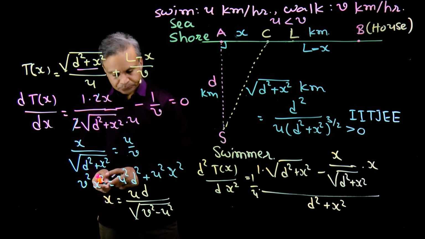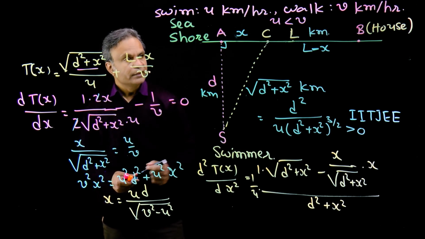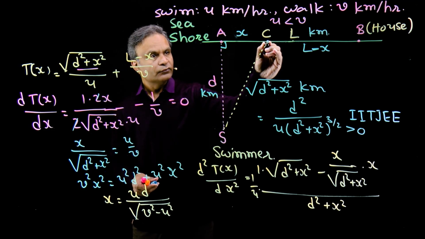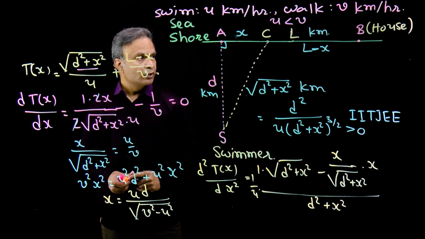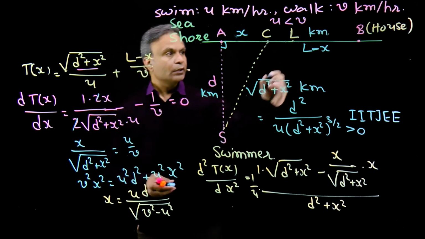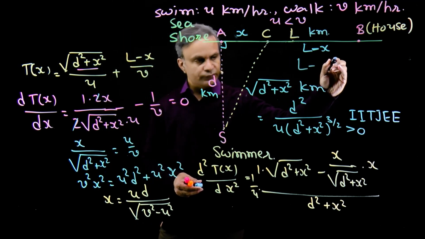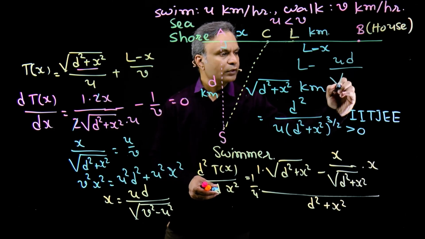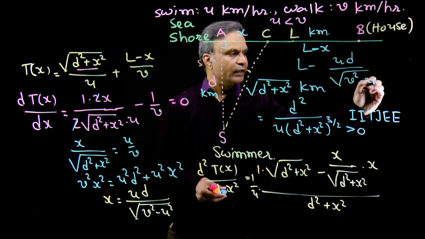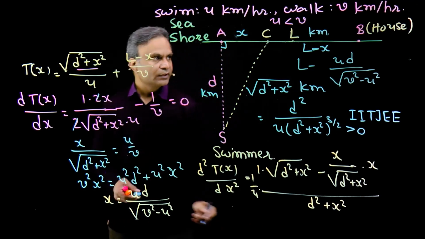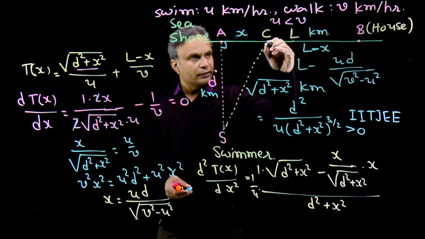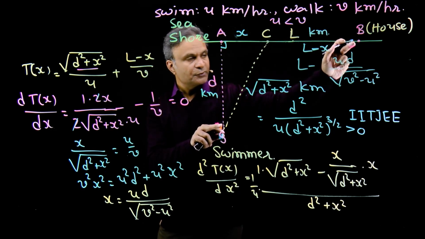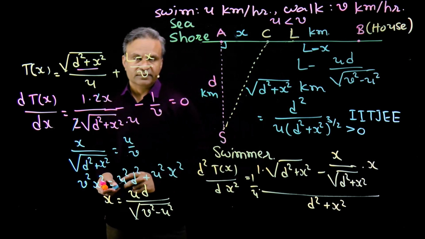That means swimmer will land here at point C, whose distance from point A is this, or distance from his house is L minus ud over root v square minus u square, ठीक है. स्विमर सी जो है वो अपने हाउस से इतने डिस्टेंस पे लैंड करेगा तो उसका घर जाने का जो टाइम है वो लीस्ट होगा, ठीक है.